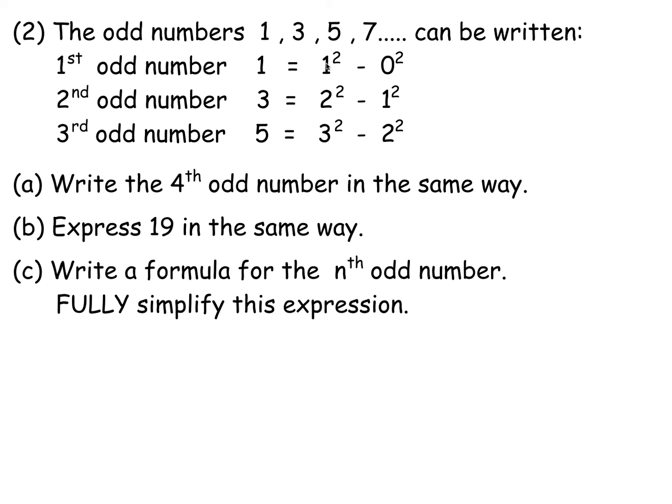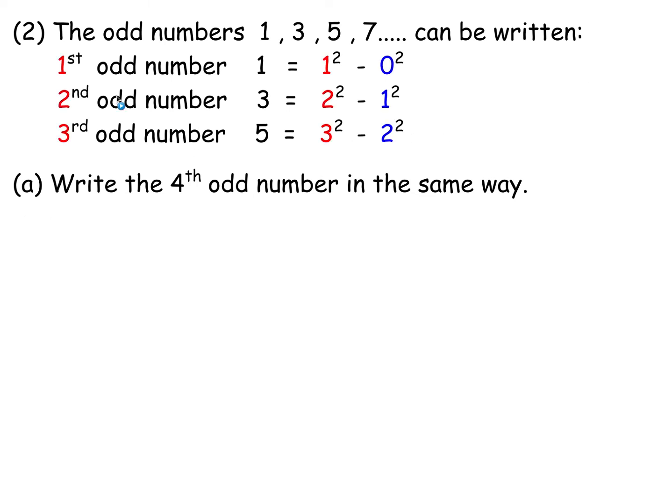So 1 can be written as 1 squared minus 0 squared, 3 can be written as 2 squared minus 1 squared, 5 can be written as 3 squared minus 2 squared and so on. 1's the first odd number, 3's the second odd number, 5's the third odd number. There's 1, 2, 3 and there's 1, 2, 3. And this 0 and 1 and 2, obviously 1 less. And that's basically the connections you're after.